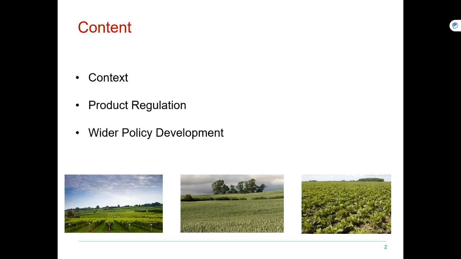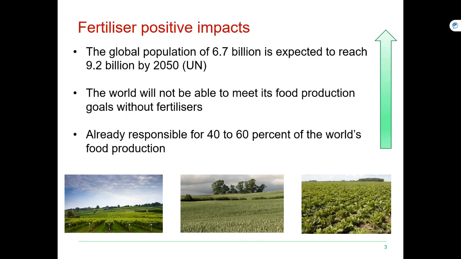So I wanted to talk to you today. I wanted to start off by giving you a bit of context to the fertiliser policy space at the moment, then look at product regulation, and then move on to look at some of our wider policy development. As I said, the fertiliser policy space is really interesting at the moment, and I don't want to teach you to suck eggs, but I just wanted to underline why fertiliser policy is very interesting.